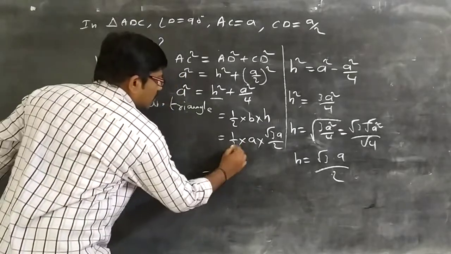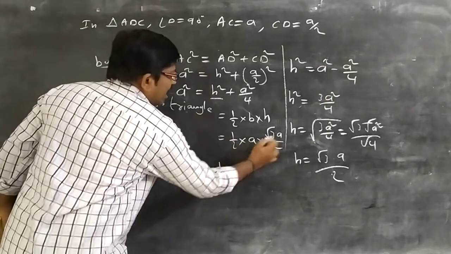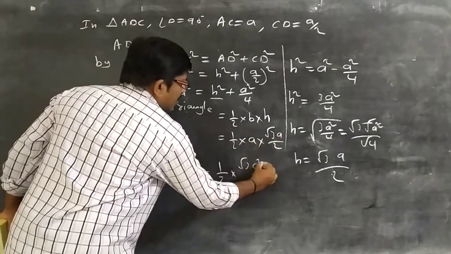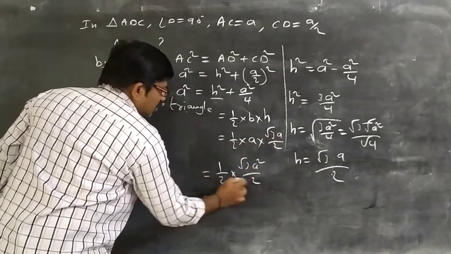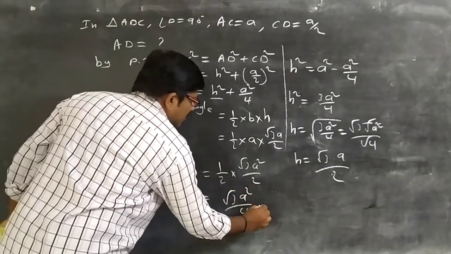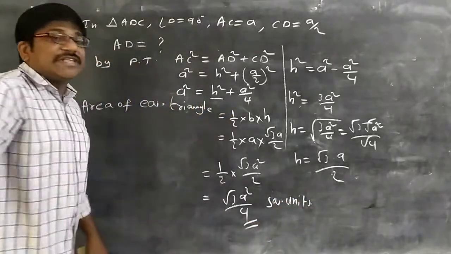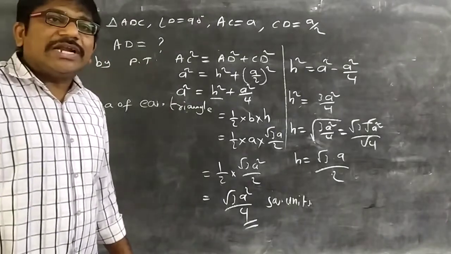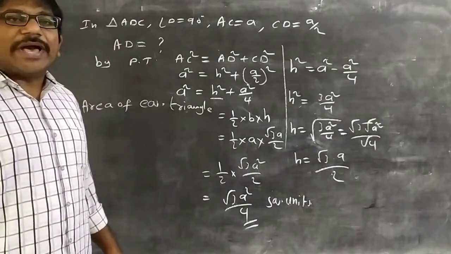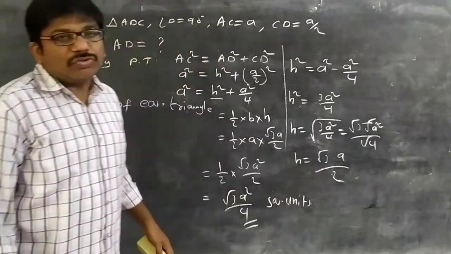That is equal to 1 by 2, A into root 3A by 2, which gives root 3A square by 2. Right? So 2 2s are 4. Root 3A square by 4 square units. Right? So this is the formula for the area of an equilateral triangle. So area of equilateral triangle is root 3A square by 4. And what is its height? Root 3A by 2, right?